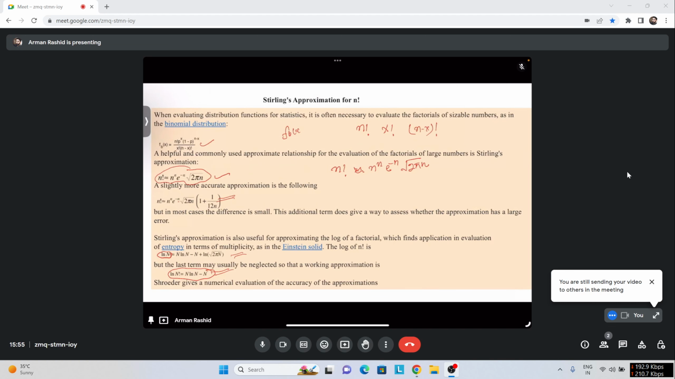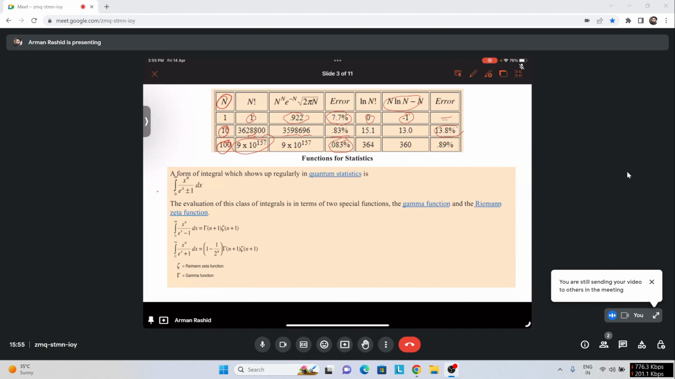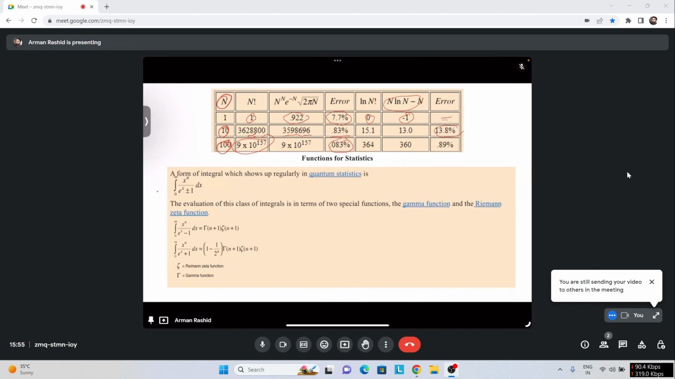Now there is another form of an integral involving the zeta function, which I want to tell you about. So for example, this is a form of an integral that occurs in statistical mechanics. You see the integral from 0 to infinity of x raised to the power n, over e raised to the power x plus or minus 1, into d x. The evaluation of this class of integral can be done in terms of two special functions. One is called the gamma function and the other is called the Riemann zeta function.